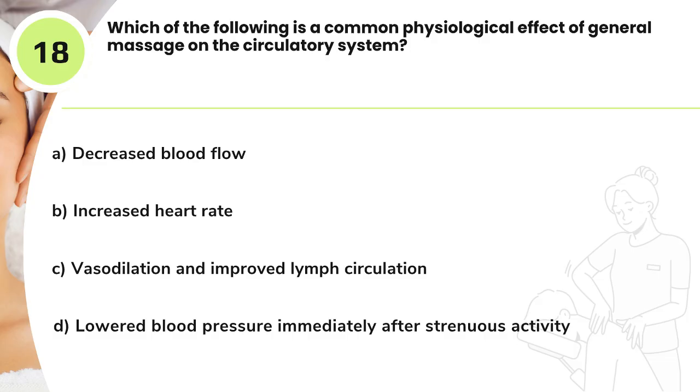Question 18. Which of the following is a common physiological effect of general massage on the circulatory system? A. Decreased blood flow. B. Increased heart rate. C. Vasodilation and improved lymph circulation. D. Lowered blood pressure immediately after strenuous activity.